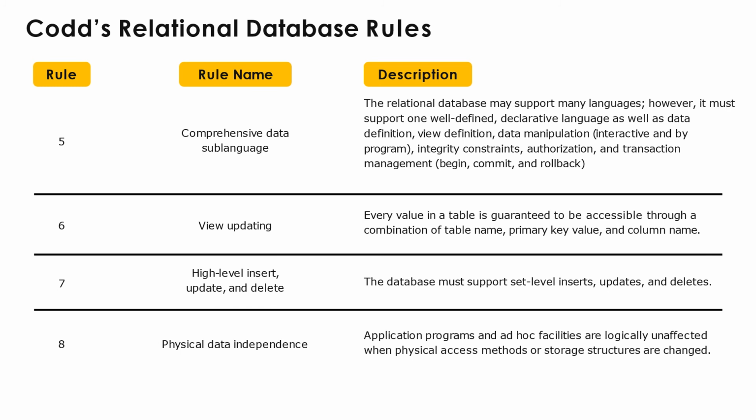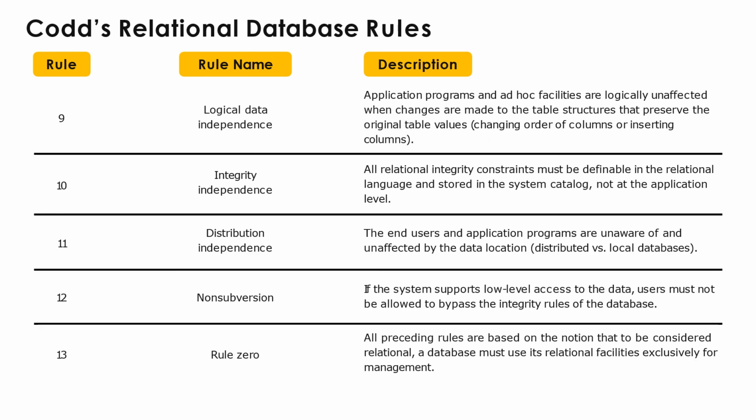Application programs and ad hoc facilities are logically unaffected when physical access methods or storage structures are changed in our database. Rule number 9, logical data independence. Application programs and ad hoc facilities are logically unaffected when changes are made to the table structures that preserve the original table values. Rule number 10, integrity independence. All relational integrity constraints must be definable in the relational language and stored in the system catalog, not at the application level. Rule number 11, distribution independence.